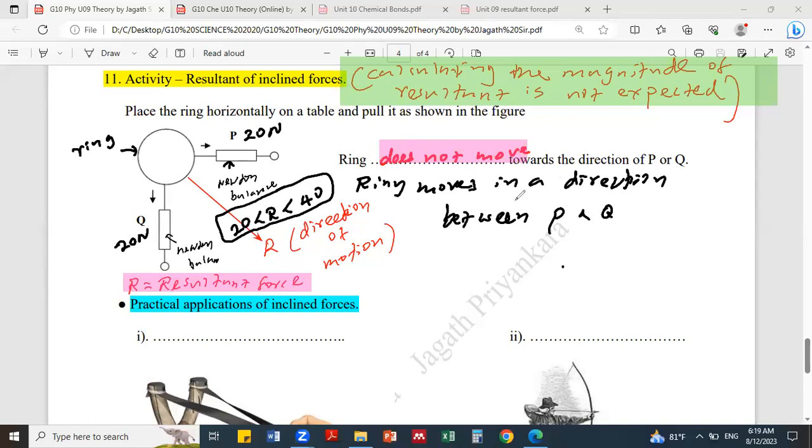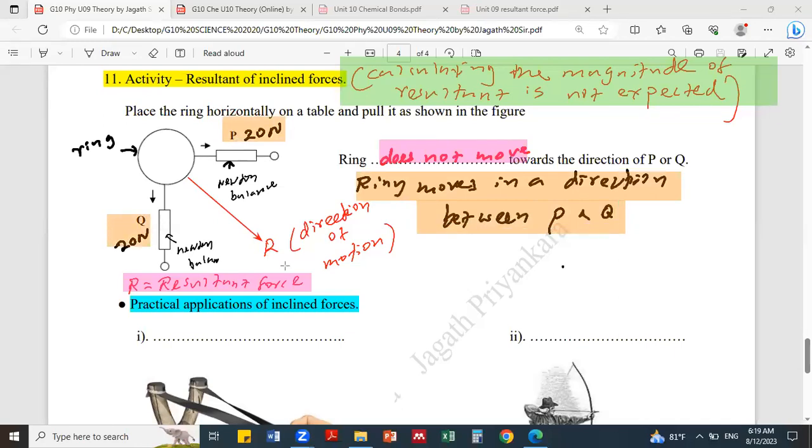But you are not supposed to calculate the value between. You don't need to calculate that at all, right? No need to worry about that. Is that clear? Please note down everything, students. So this is a practical activity. I think it's given in your textbook, right?